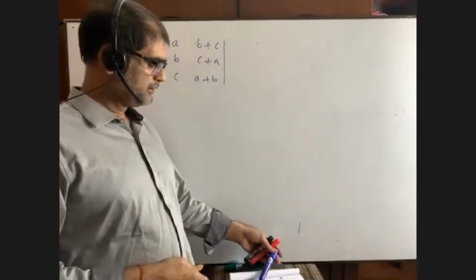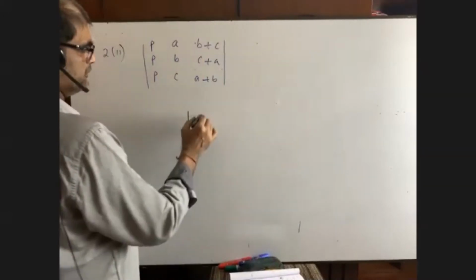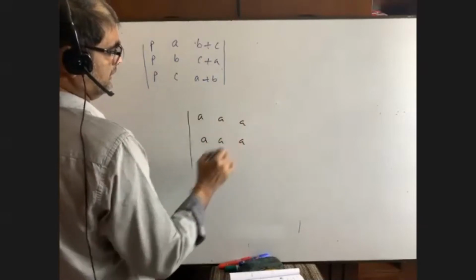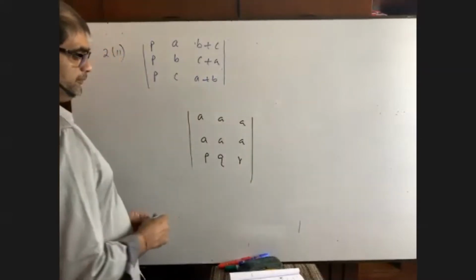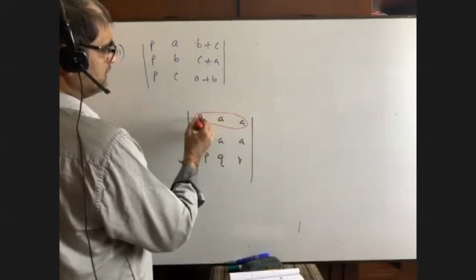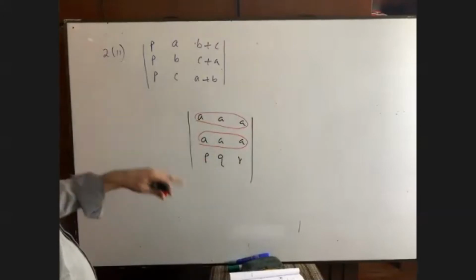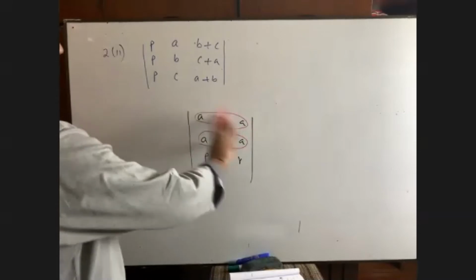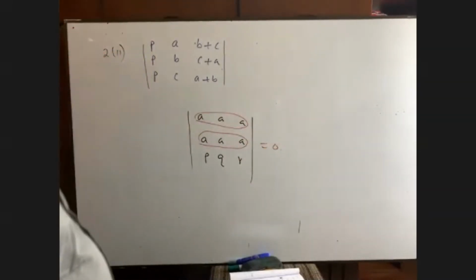Before going to this math, I can tell you one thing. Suppose it is A, A, A, it is P, suppose Q, it is R. We see in this determinant two columns same, right? Yes, you're right, it will be 0. If we see in a determinant two columns or two rows same, that means its result is 0.